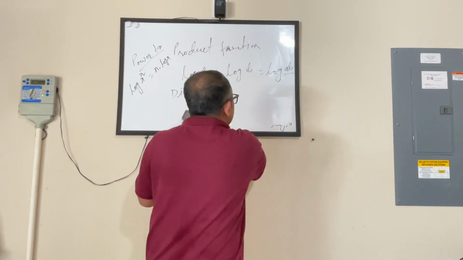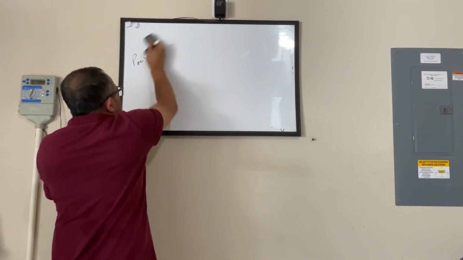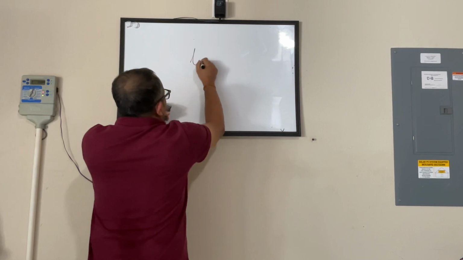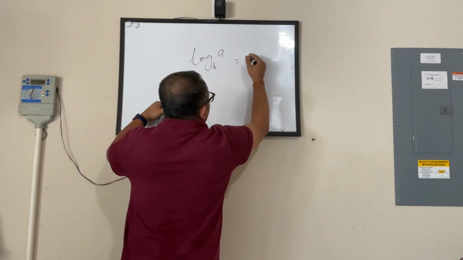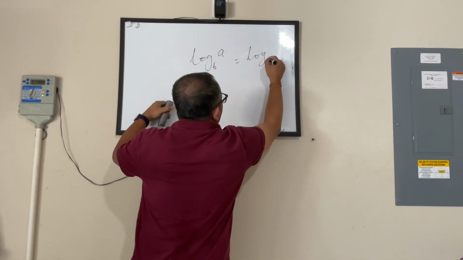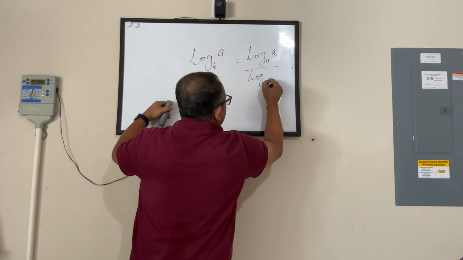So that one is as simple as it looks. Log of A base B, you can convert that to a log of a different base, and that is how you will change this.